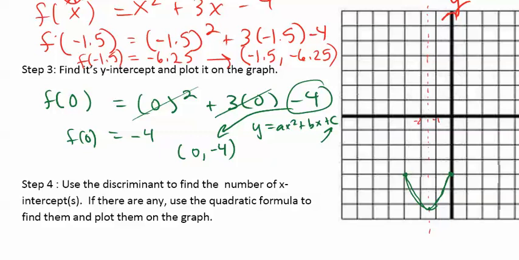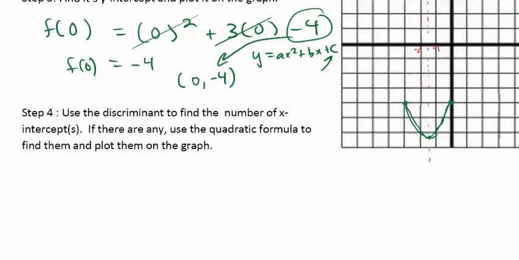Okay, so now we want to find out where it crosses the x-axis, so that's the horizontal axis. So we need to, first of all, find out if it has intercepts. We can assume that it does because it's opening up this way, and we know it's not finished.